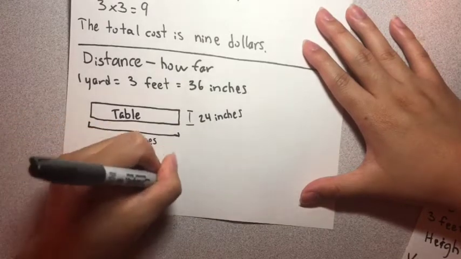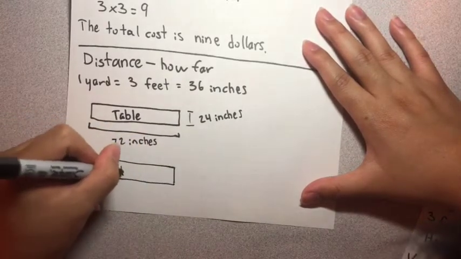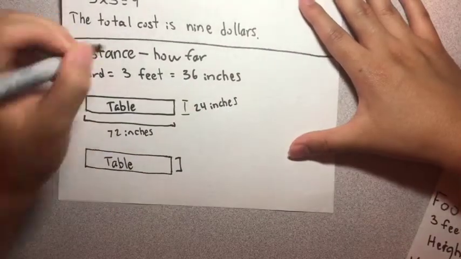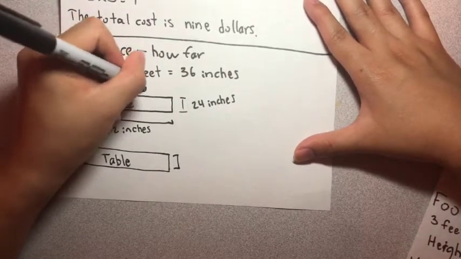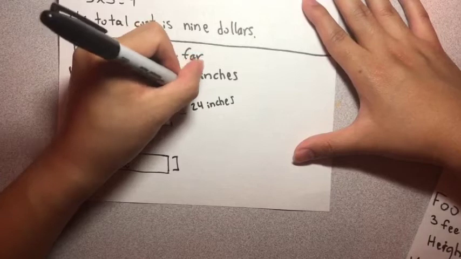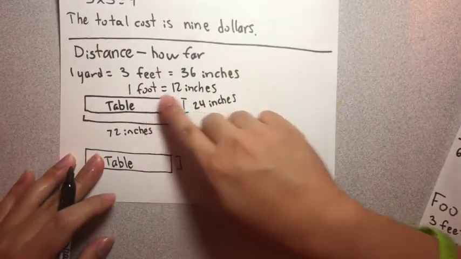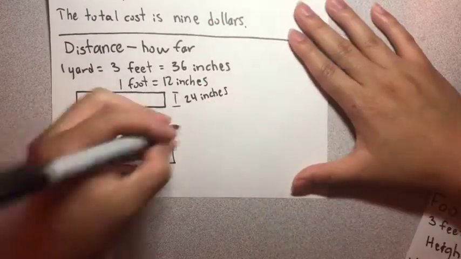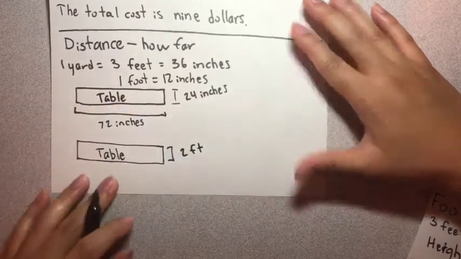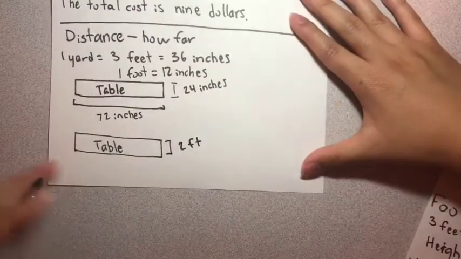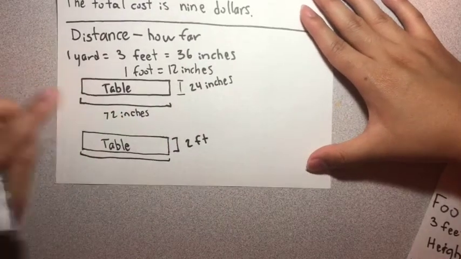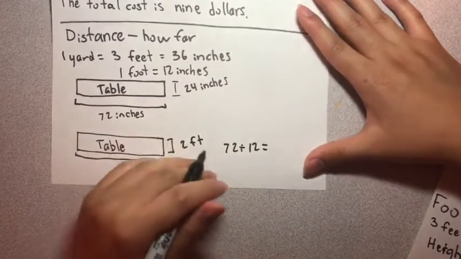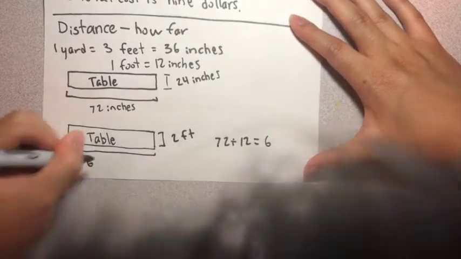So another way we can say this is with feet. Let's write this again. 1 foot is the same as 12 inches. So this way is 24 inches, which means it is 2 feet. So it is 2 feet long this way, and this way it is 72 divided by 12 equals 6 feet.